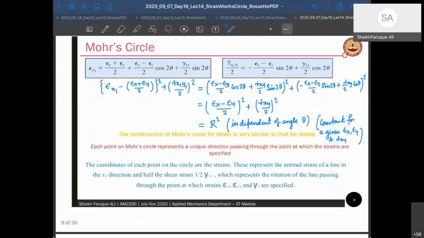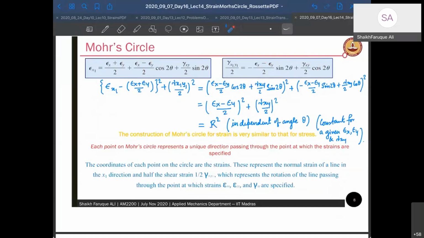Okay, Mohr's circle. So finally we are into Mohr's circle. That is what we have to draw today. Like the stress, for strains also we have Mohr's circles. Similarly, you can see epsilon x1 minus this, whole square, plus gamma x1y1 whole square. You add them up, and you get something which is constant, independent of angle theta. This constant is called the radius of the Mohr circle.